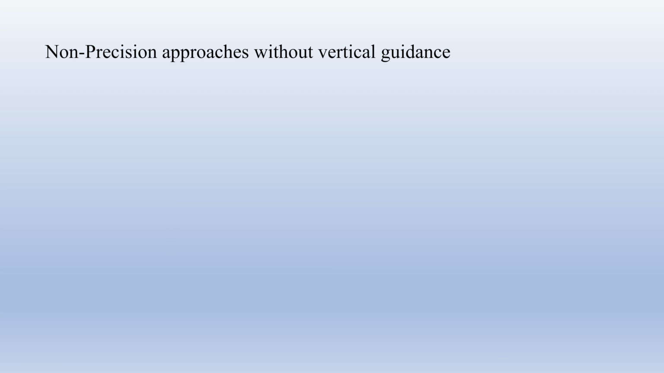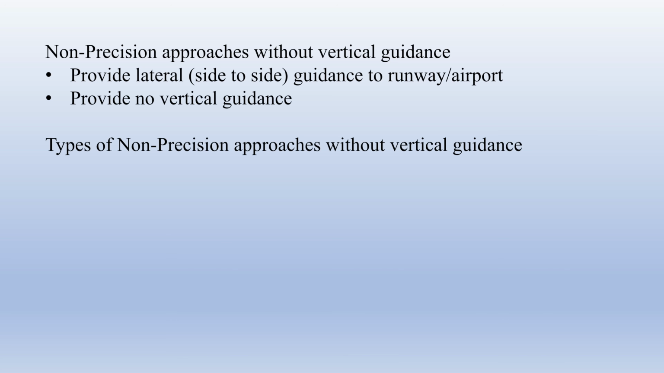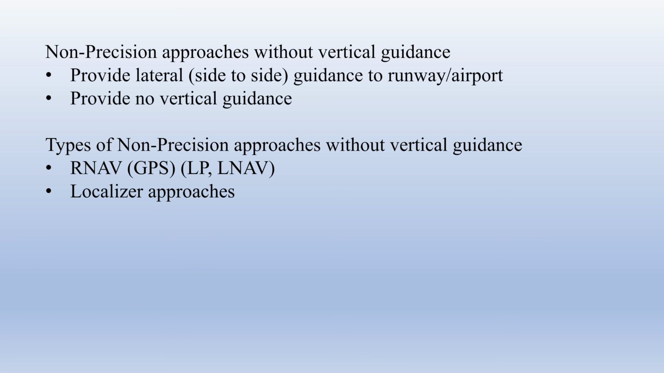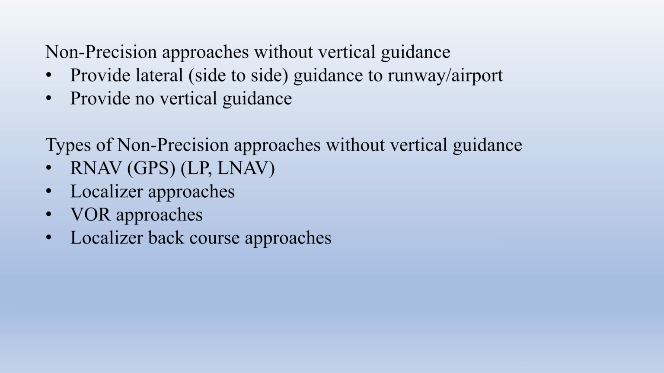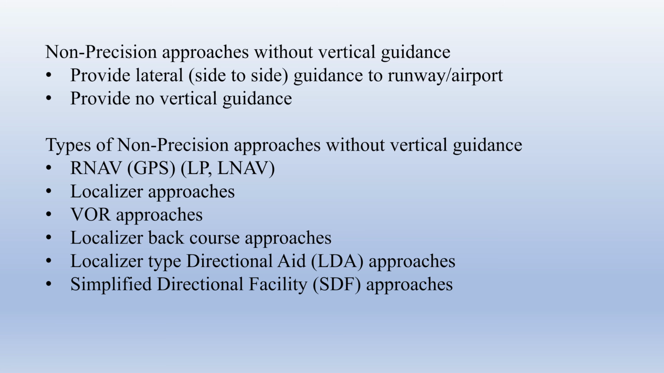Non-precision approaches without vertical guidance give you lateral guidance to the runway or airport, but no vertical guidance of any kind. There are a wide variety of these types of approaches. These include RNAV approaches that don't have vertical guidance, such as LP and LNAV approaches, localizer approaches, which is basically an ILS but without the glide slope, VOR approaches, localizer back course approaches, and localizer type directional aid or LDA approaches. These can have glide slopes or not have glide slopes, but the types without the glide slopes are considered non-precision approaches. Then there are simplified directional facility or SDF approaches.